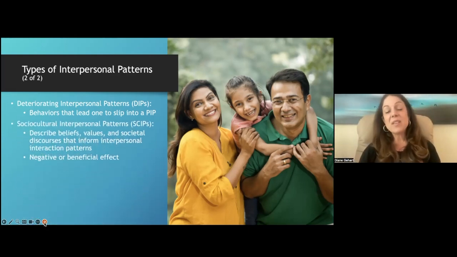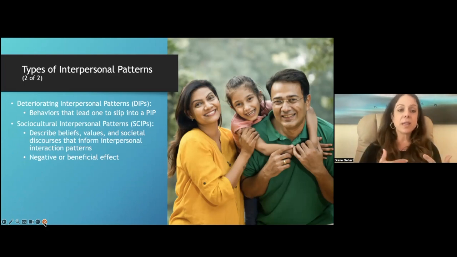And then finally, they talk about SIPs, which are sociocultural interpersonal patterns. So this is looking at beliefs and values and societal discourses that inform our internal interaction patterns, and they can have either a negative or beneficial effect. And so when you're looking at SIPs, you're looking at the social cultural element to what might be going on in our internal identities. Okay, guys, we got this.